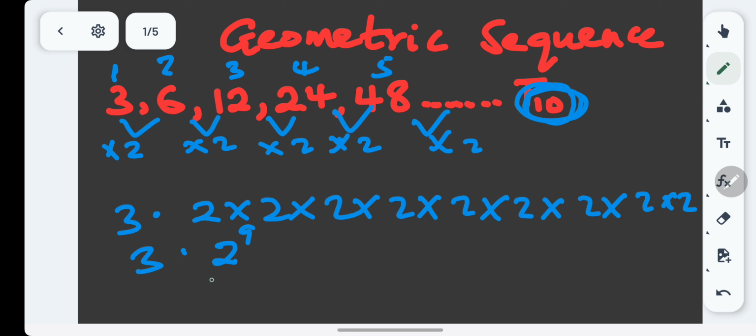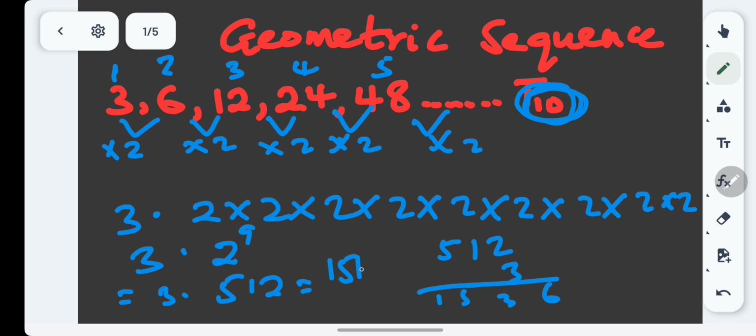Now let's simplify 2 power 9 and multiply it by 3. This is 4, this is 8, this is 16, 16 times 2 is 32, 64, 128, 256, 512. So this is 512 for 2 power 9, times 3. So 512 times 3 gives us 1,536. So this is the number you need to get.